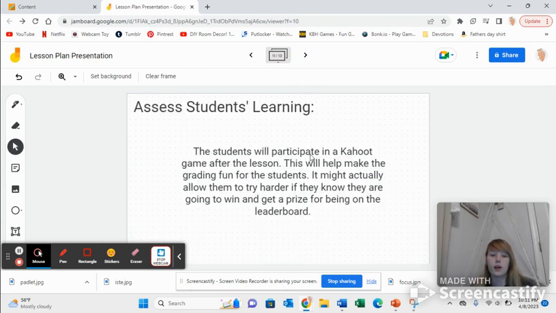And then we have the students' learning. There are many different ways to assess the students' learning, but specifically one that I really like is just a simple Kahoot game. The students will participate in the Kahoot game after the lesson, and basically this just helps create fun for the students. It makes my job a little bit easier, and then it allows them to try harder if they know they're going to win and get a prize for being on the leaderboard.